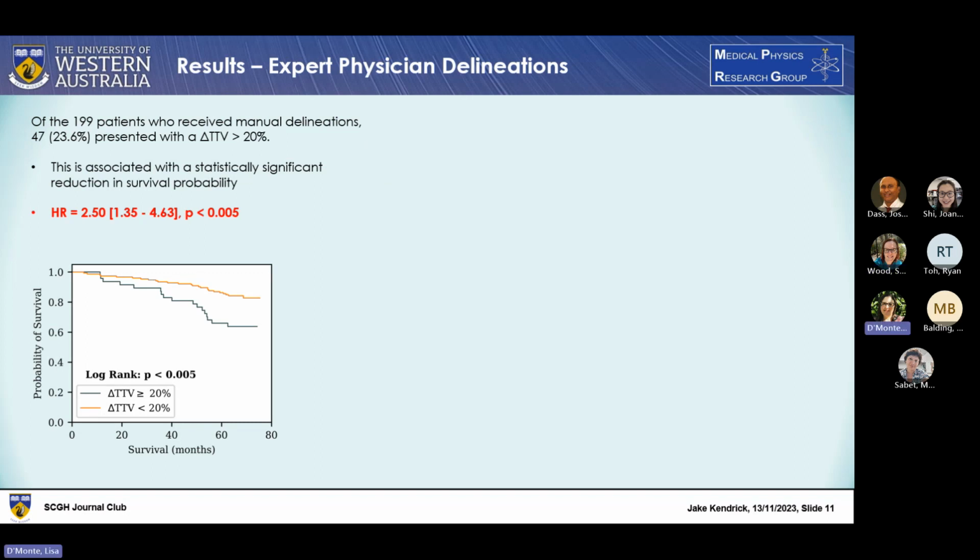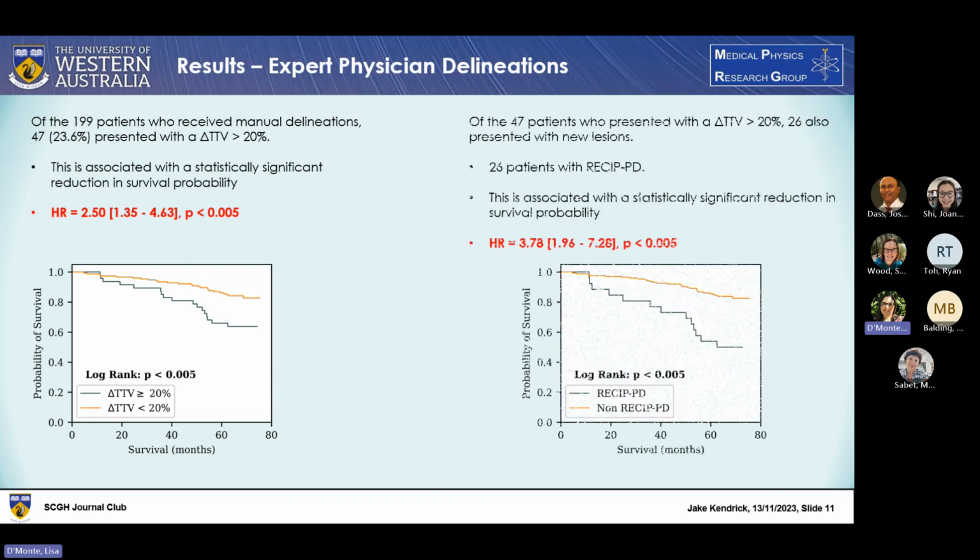So we'll go through some of the results that we found looking at this particular response assessment framework. Of the 199 patients who received the manual delineations, 47 of them presented with a tumour burden increase of greater than 20%. And what you can see is that if we conduct a standard Kaplan-Meier analysis on this and look at the hazard ratios, this is associated with a significant reduction in survival probability for those patients.